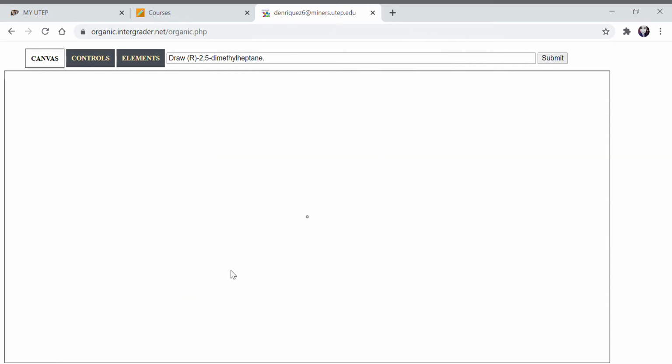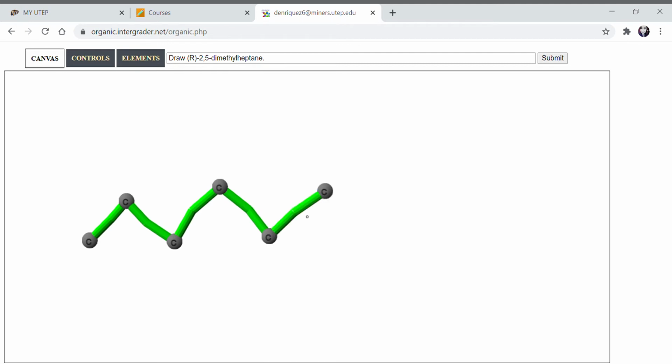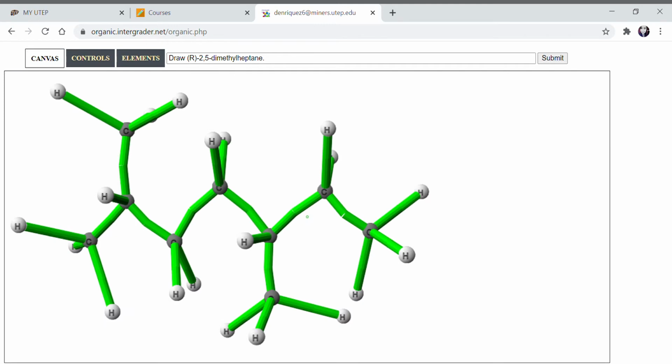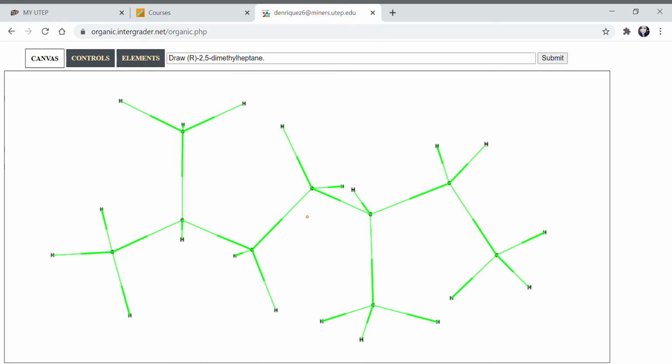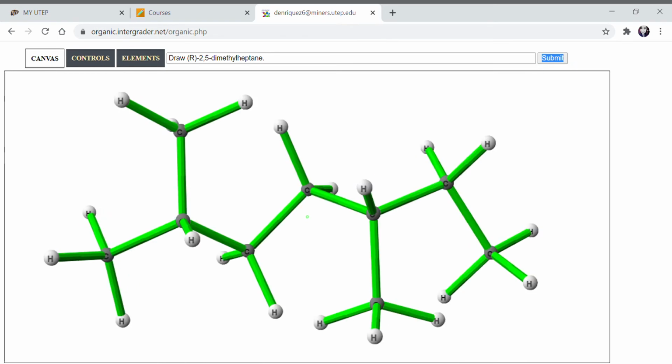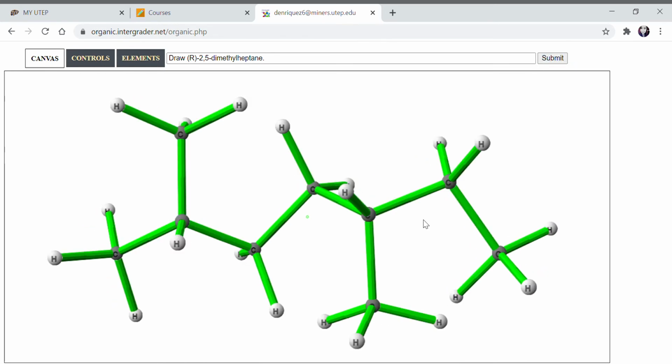Okay, we draw the heptane first, which is 7. 1, 2, 3, 4, 5, 6. At the 2 position, we've got a methyl. At the 5 position, we've got a methyl. Add our hydrogens, arrange, fit, roll. Now we look for the one carbon that's different. So as we can see, this carbon has two hydrogens, this carbon has two hydrogens, this one as well, this one has a methyl. So the one that would be different would be this one.